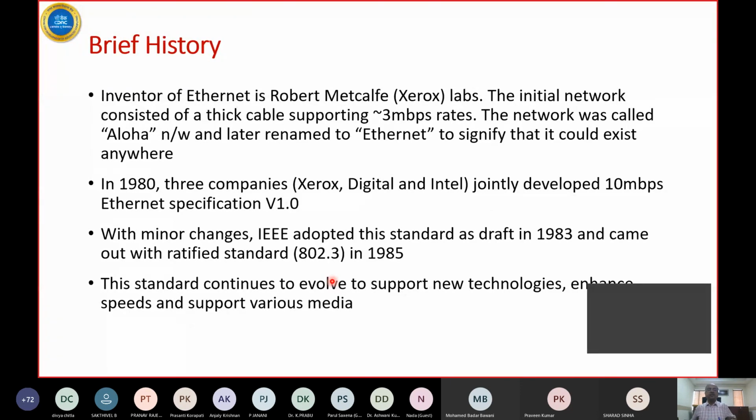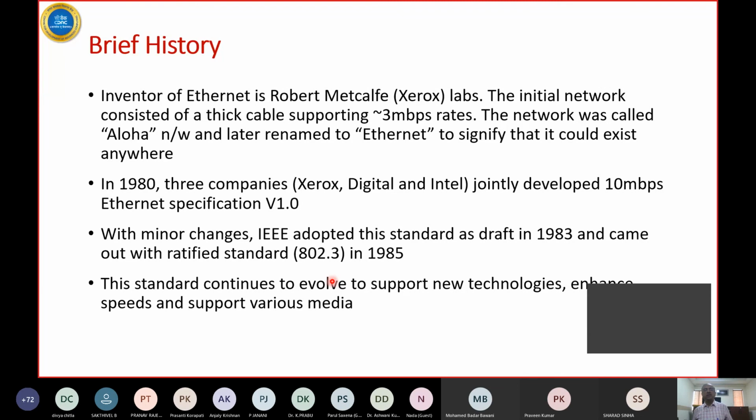So Robert Metcalfe, when he was working at Palo Alto's Xerox lab, made the Alto Aloha network, and he called it Ethernet because he had a vision. I'm not sure if some of you would know that there is a theory which says that the universe is full of luminiferous ether. That is because when you want to describe the dual nature of light, how it reaches from sun to earth, we say that a medium is required, and that medium is called luminiferous ether.